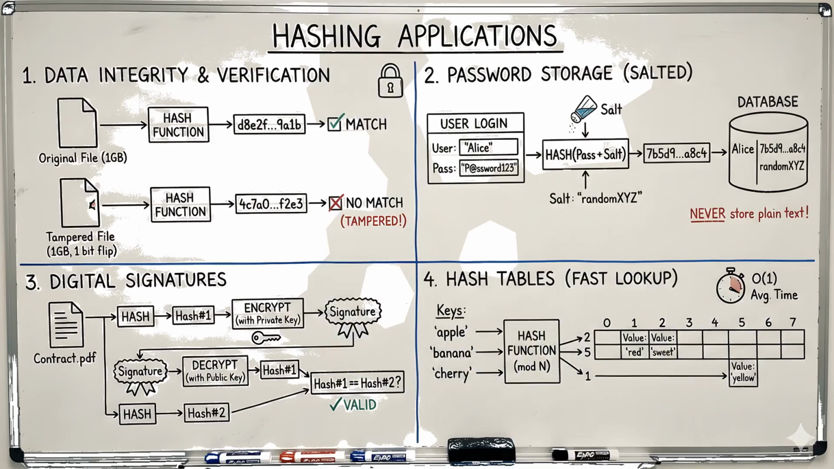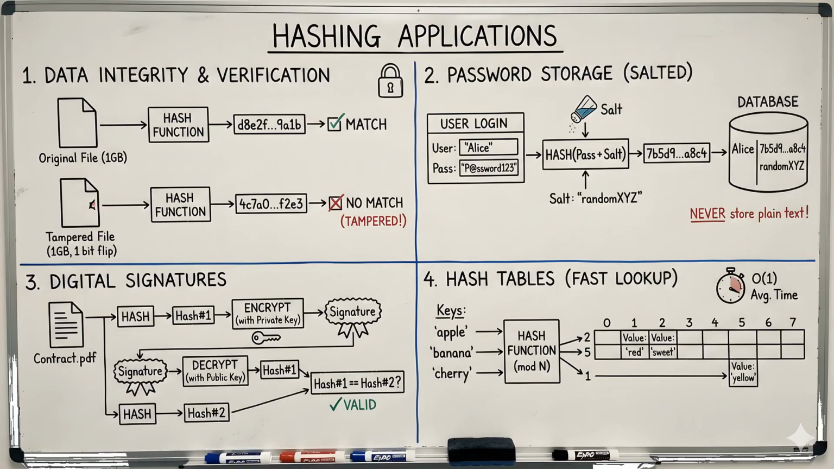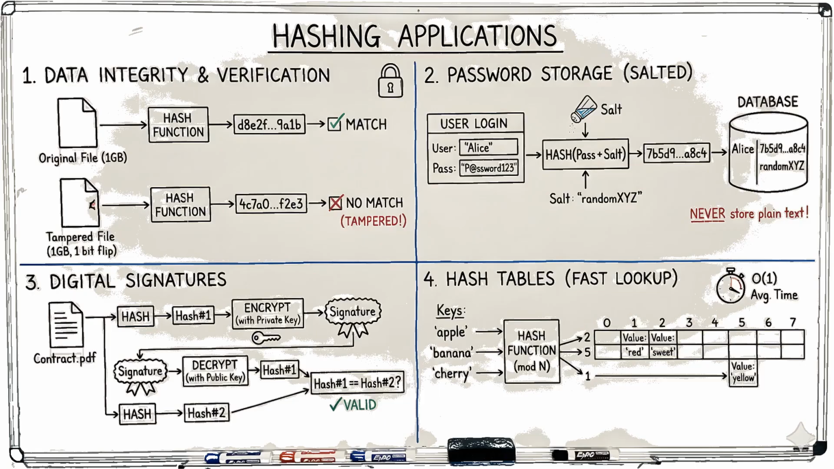3. Hash tables. This is a primary application in data structures for efficient lookup, insertion, and deletion of data. The hash value is used to calculate the specific index or bucket in an array where the data is stored. The benefit of this is it allows operations to be performed in O(1) average time complexity.